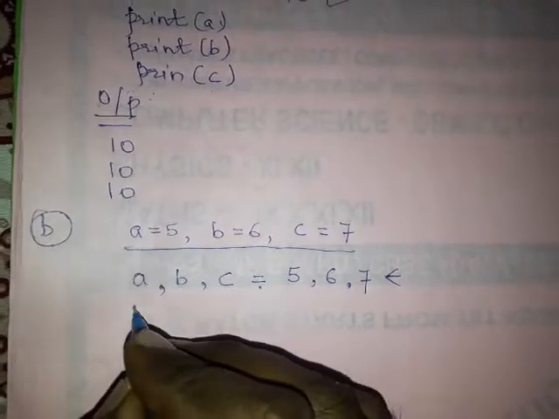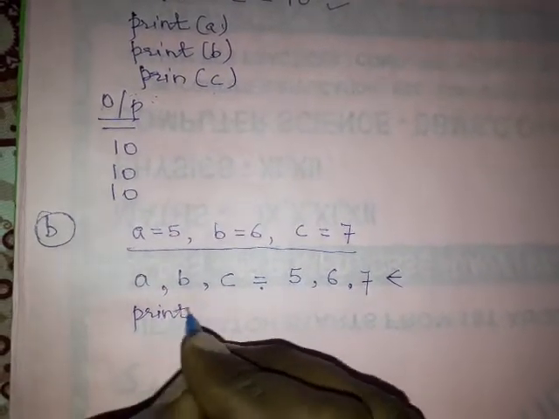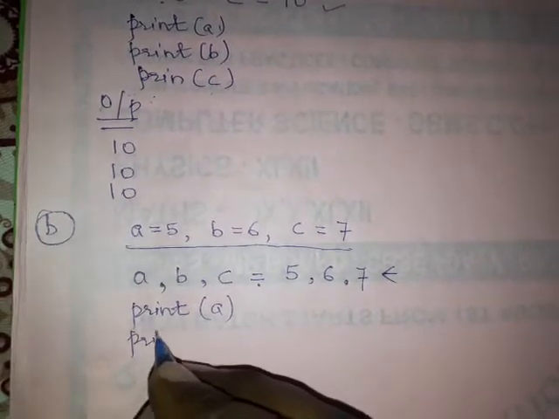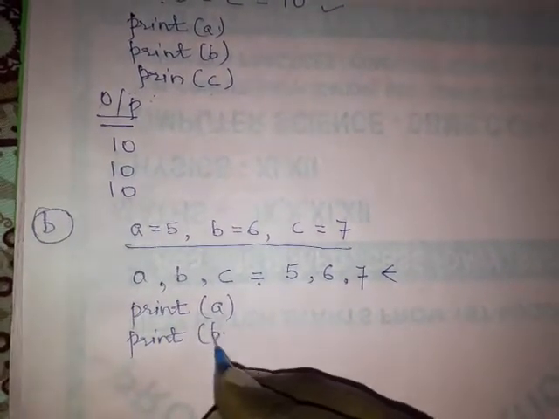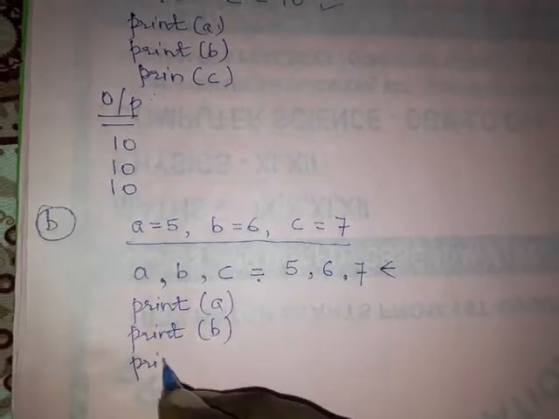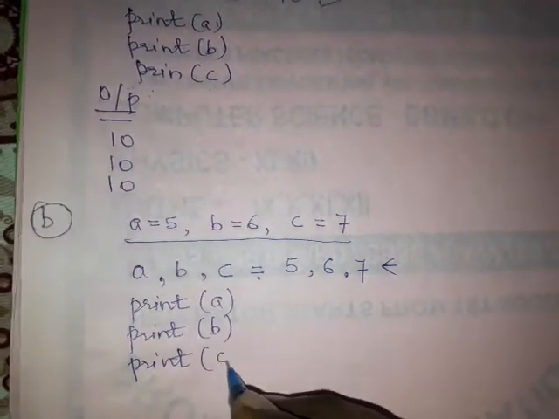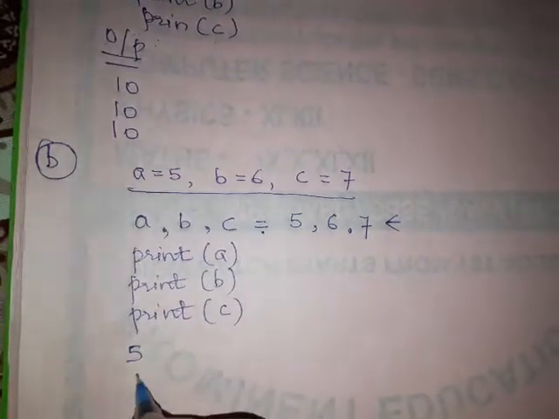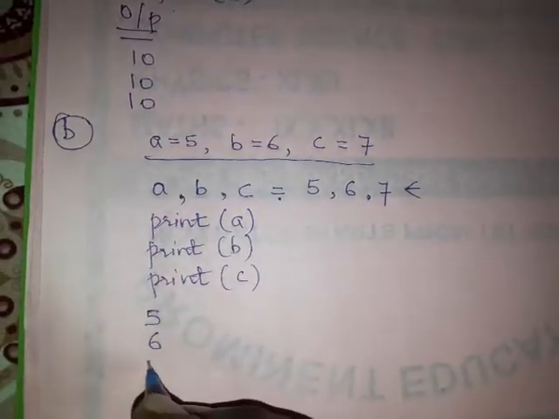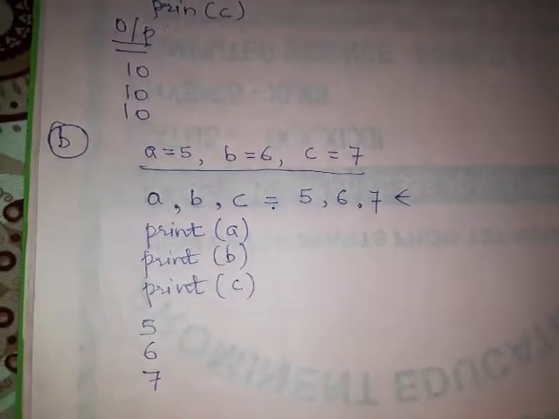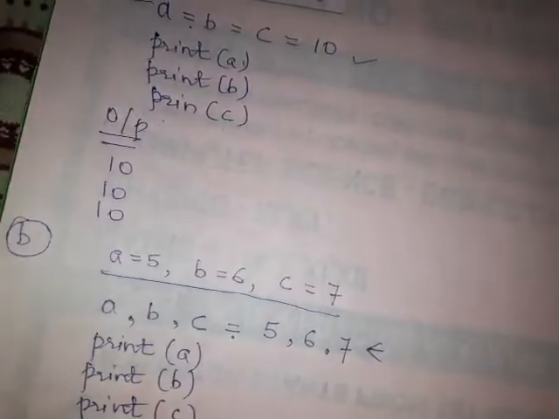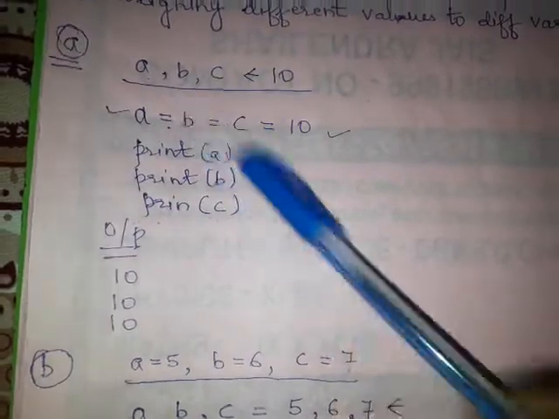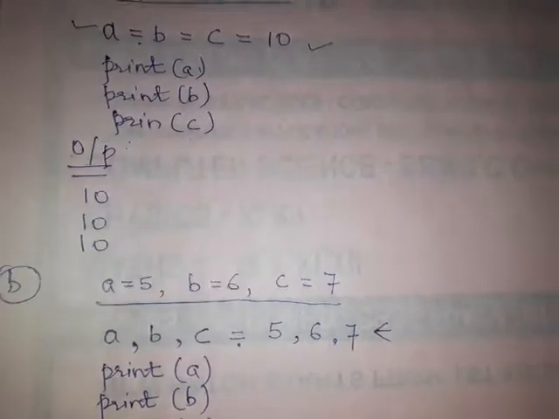If you want to print the values, write print A, print B, then print C. Okay, this will print 5, 6 and 7. So these are the two cases of assigning multiple values to variables: single value to multiple variables or multiple values to multiple variables.